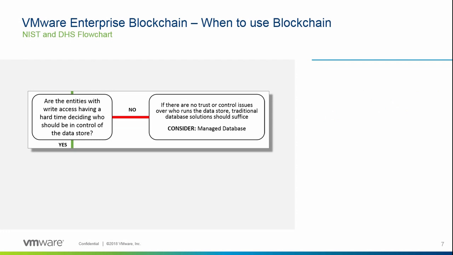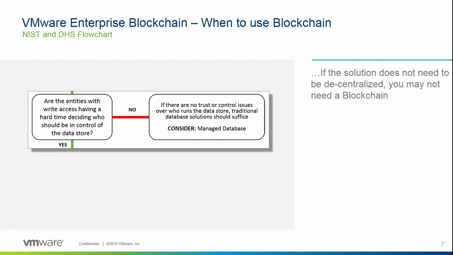Next question. Are all the entities with write access having a hard time deciding who should be in control of the data store? If they are, then maybe we should look at a blockchain solution. If they're not, because there are no trust or control issues over who runs it, a traditional database solution might just be fine. So if it doesn't need to be decentralized, you might not need a blockchain.